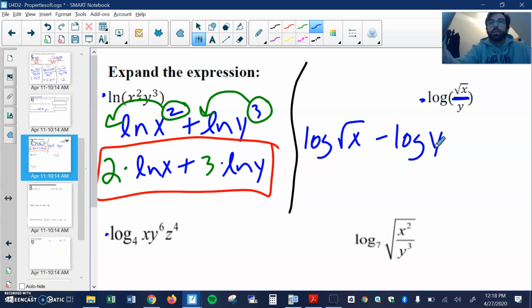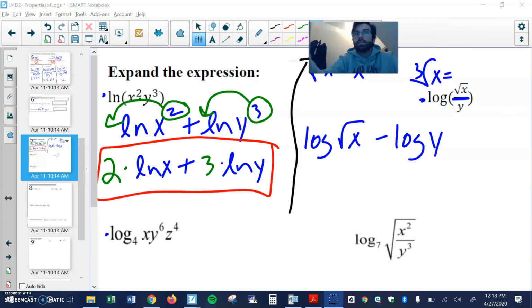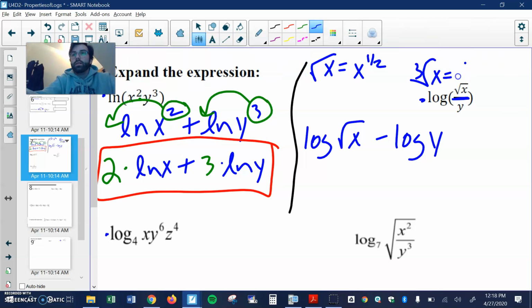Well, if you'll remember, and you may or may not, the square root of x is really x to the 1/2, or the cube root of x is x to the 1/3. The fifth root of x is x to the 1/5. Okay, so the index is the denominator. All right, the exponent here on our variable, that's in our numerator.